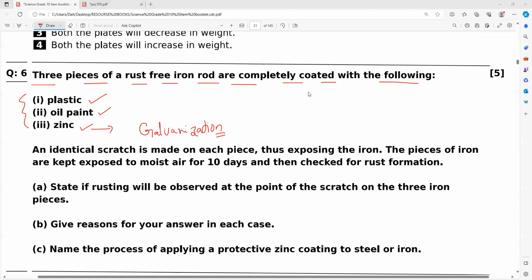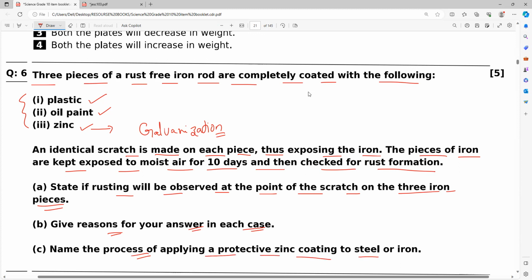Now an identical scratch is made on each piece. Scratch in the sense of a small line cut, you can notice, thus exposing the iron. The pieces of iron are kept exposed to moist air for 10 days and then checked for rust formation. State if rusting will be observed at the point of the scratch on the three iron pieces. Give reasons for your answers in each case. Name the process of applying a protective zinc coating to steel or iron.